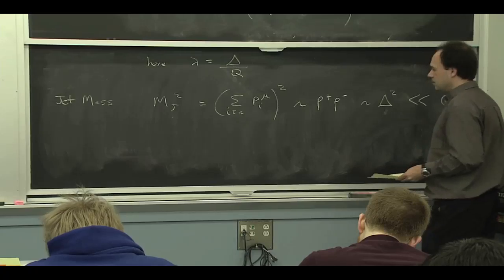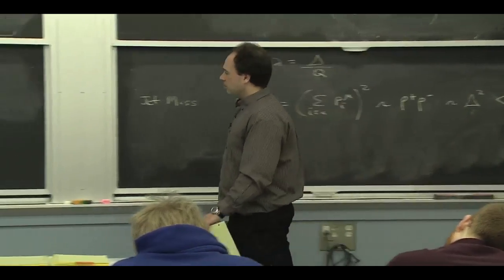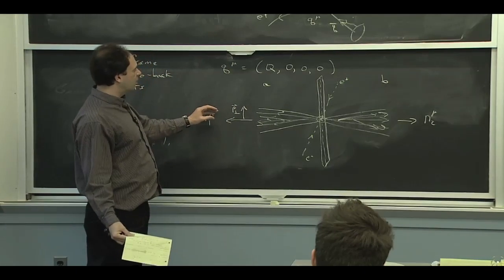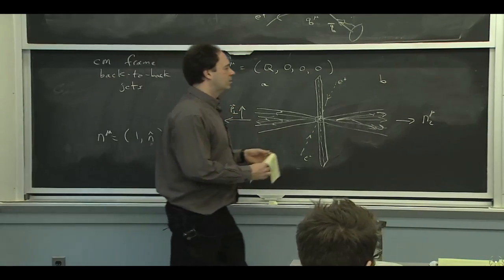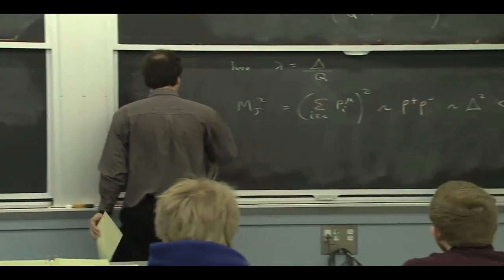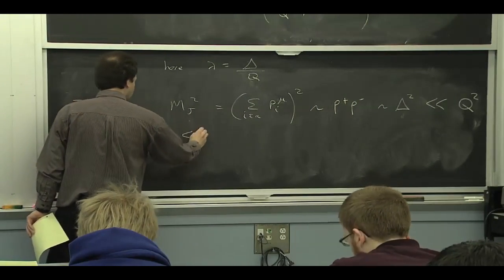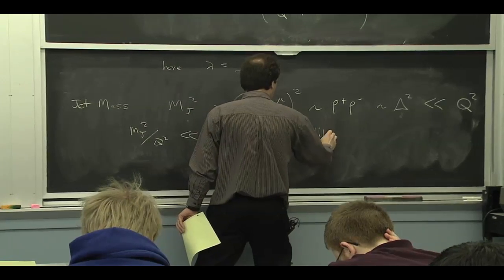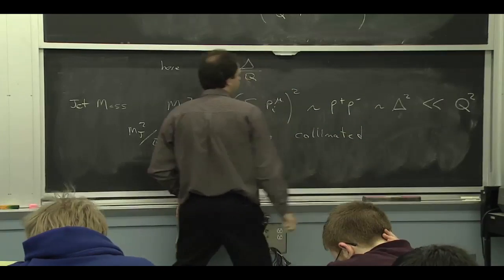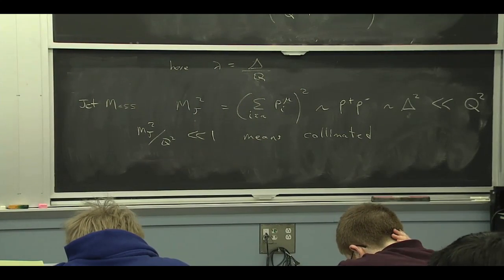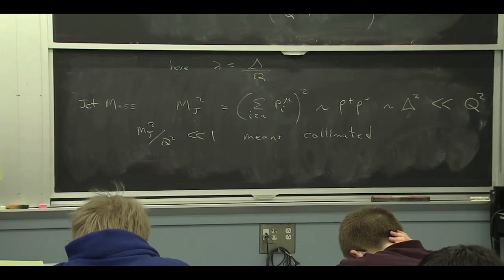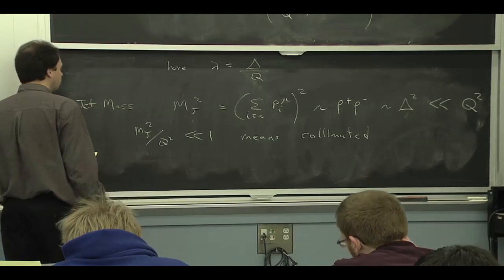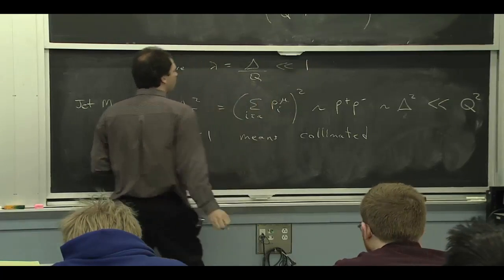So another way of characterizing that you have a jet is to measure the invariant mass of all the particles in this hemisphere. And if that invariant mass is small relative to the hard scale, then it's collimated. Okay, so m_J squared over Q squared much less than 1 also means collimated. So we could talk about it either in terms of perpendicular spread, or we could talk about it as an invariant mass. This is much less than 1.